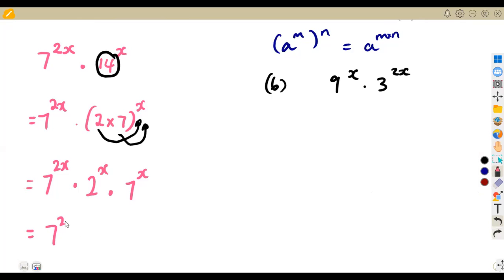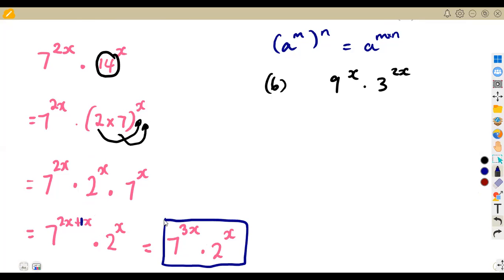7 to the exponent of 2x plus x multiplied by 2 to the exponent of x. There's nothing that I can do. I do not have anything that I can use, and it's already in simplest form. So I'm going to add this part now. 2 plus 1, which is 3x. So I'm going to have 7 to the exponent of 3x times 2 to the exponent of x. There's nothing I can do at this stage. I'm done. My simplification is done.